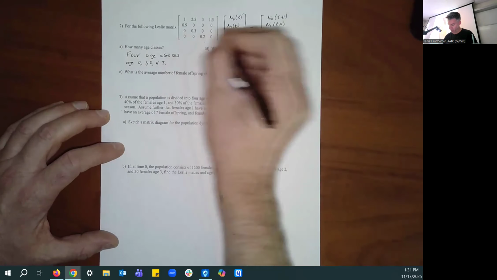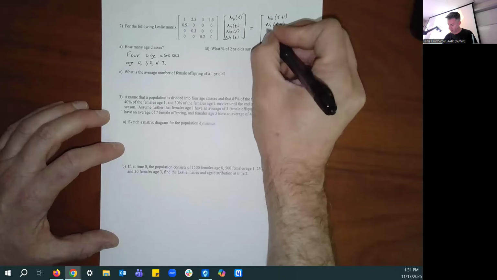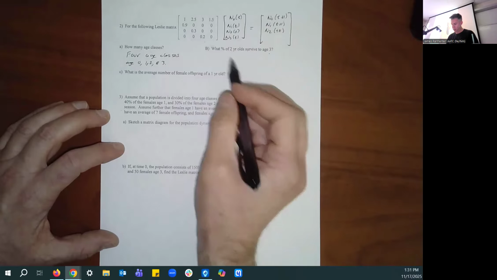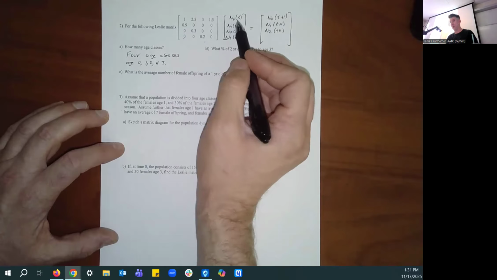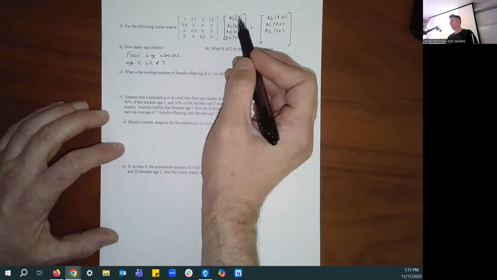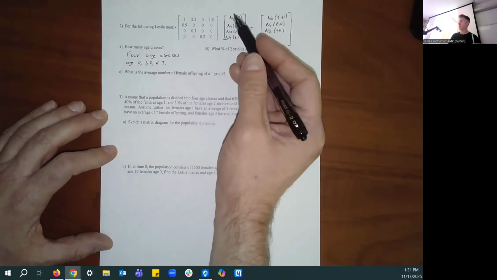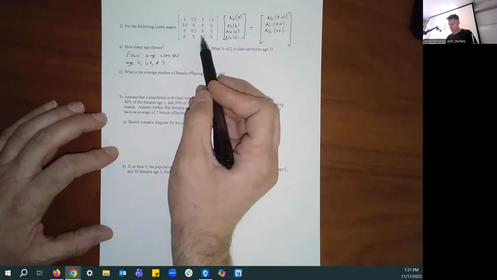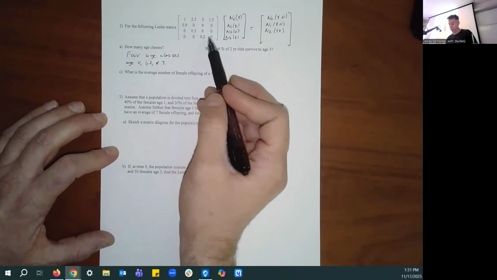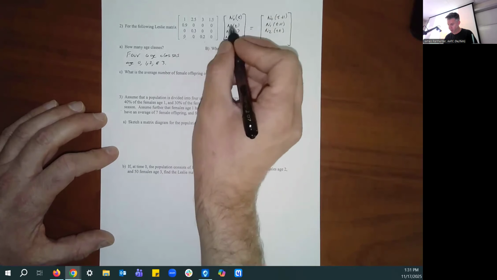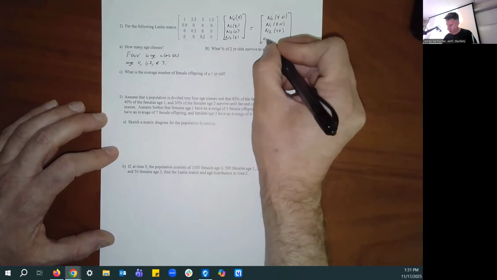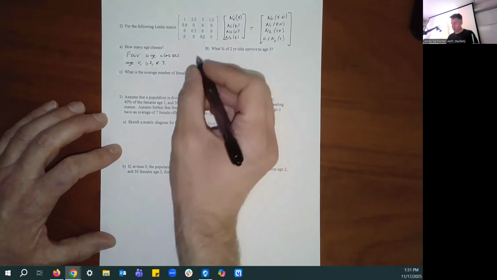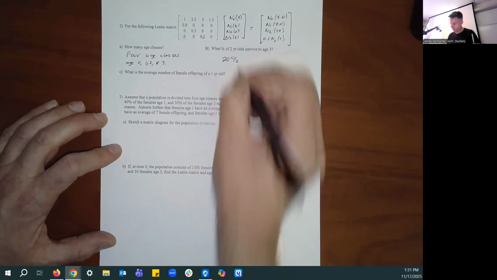So I don't really want the third row with the first column. I want to know what's going on with the bottom row in my column here. So it's 0% of 0-year-olds make it to age 3 next year, right? You don't get any 3-year-olds from 0-year-olds this year. Same deal for 1-year-olds. But the 2-year-olds this year become 3-year-olds next year, and it looks like it's going to be 20% of them. So I have 0 times this plus 0 times that plus 0.2 times n2 plus 0 times n3. So the answer to this question is 20% of them.